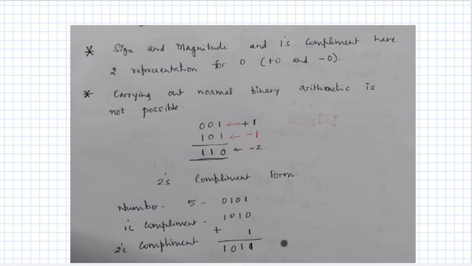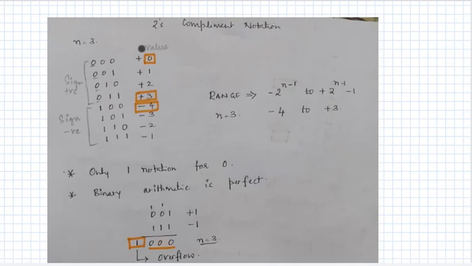Now we'll understand the same thing with n equal to 3. When n is equal to 3, we'll write down the value chart. So 0 0 0 is for plus 0, 0 0 1, 0 1 0, 0 1 1 is for plus 3. Now with the same method as I just discussed to find the 2's complement of a number, if we find the 2's complement of 1, that is 0 0 1, if I take the 1's complement, it will be 1 1 0, and add 1 to it, I get 1 1 1, so that is minus 1. Similarly, I have minus 2, minus 3 and minus 4.